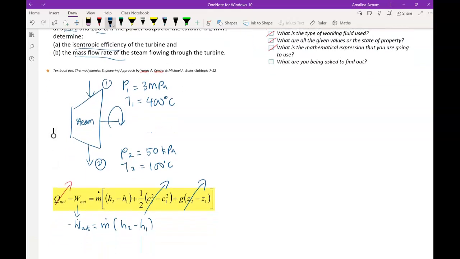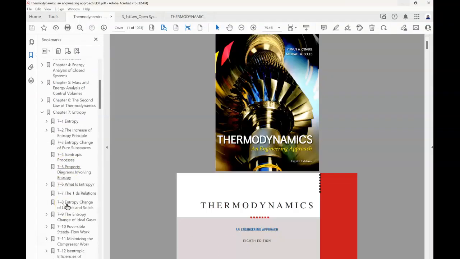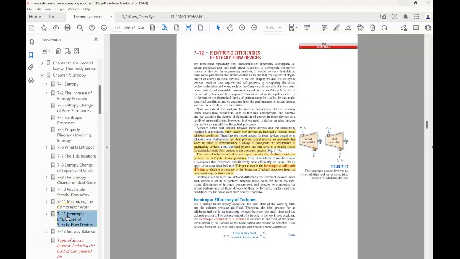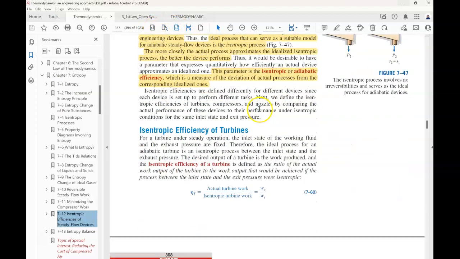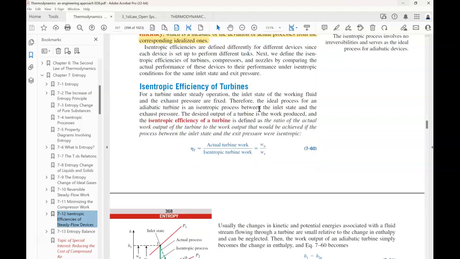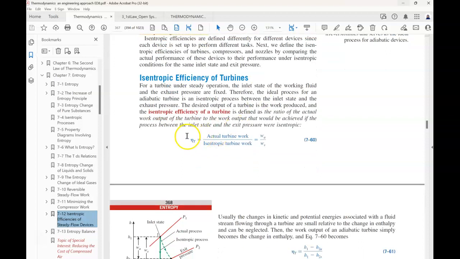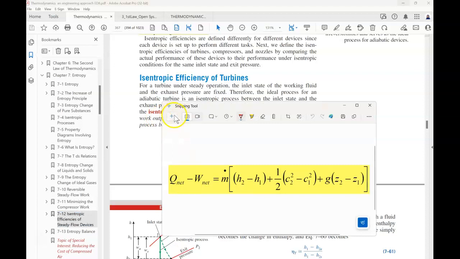So obviously you are looking for this one, and also for the isentropic efficiency, again, this is where you need to have a look at your textbook. Under topic 712, what is the mathematical expression or formula for the isentropic efficiency of your turbine? There you go. You will see that it is the actual turbine work divided by the isentropic turbine work. So I'm going to copy this down.